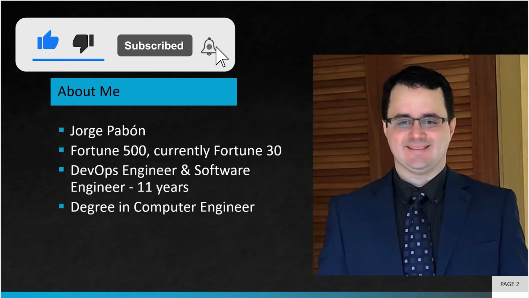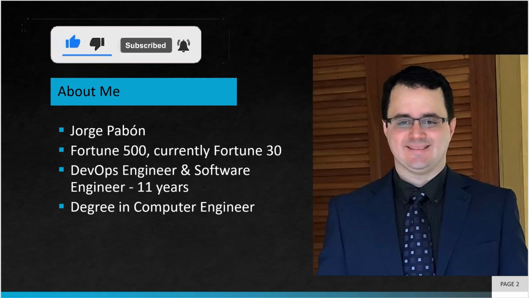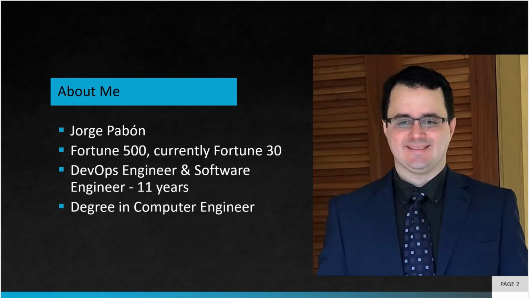First of all, let's talk about me. My name is Jorge Pabon. I have about 11 years of experience right now. I've worked with Fortune 500 companies, and I'm currently working with a Fortune 30 company. So I've worked with everything from small companies to very large corporations. I've worked mainly as two types of roles, as a DevOps engineer or as a software engineer for the past 11 years, mostly as a DevOps engineer.